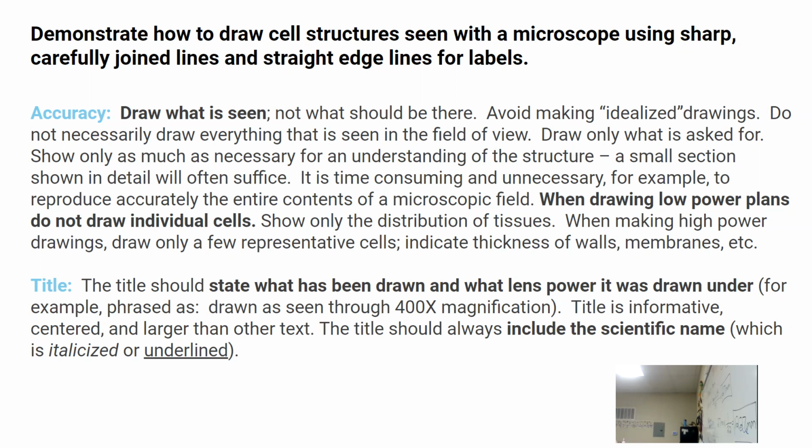Title is informative, centered, and larger than other text. Title should always include the scientific name, which is italicized or underlined. So, if you are terrible at writing italics, I don't know if you've ever tried it, some of us are terrible at it. So if you're terrible, you can underline it. Or if you already write kind of italic-y and you don't think you can go more italic-y, then do the underline.